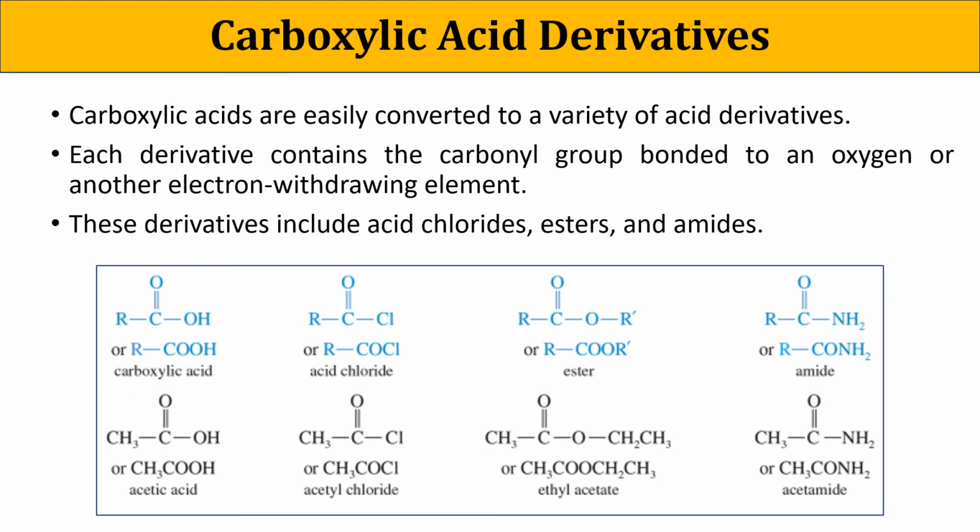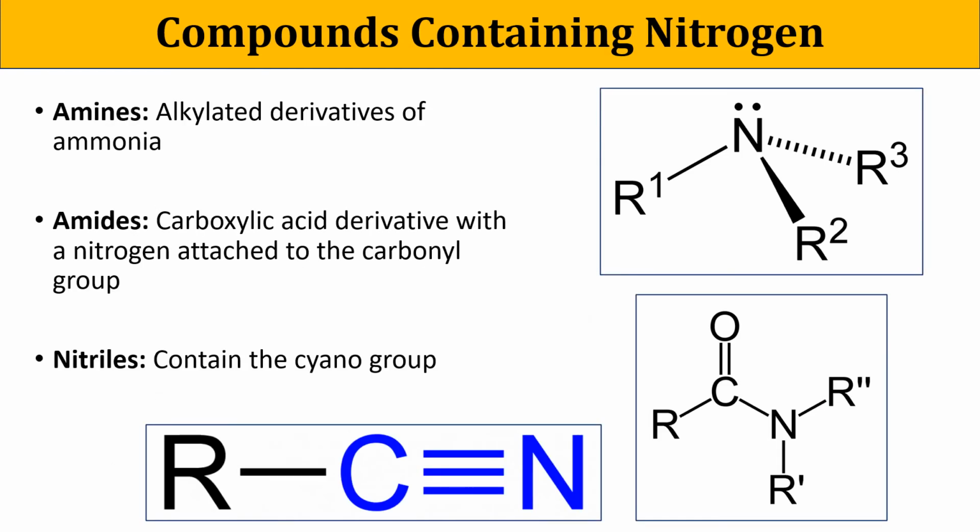Carboxylic acid derivatives. Carboxylic acids are easily converted to a variety of acid derivatives. Each derivative contains the carbonyl group bonded to an oxygen atom or another electron withdrawing element. Among these functional groups are acid chlorides, esters and amides. All of these groups are converted back to carboxylic acids by acidic or basic hydrolysis.